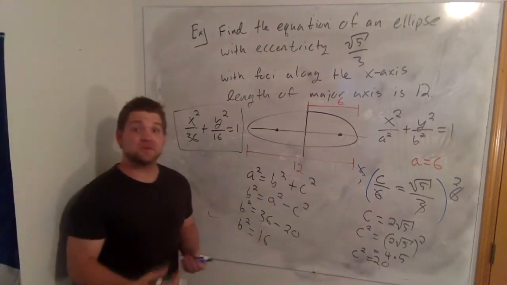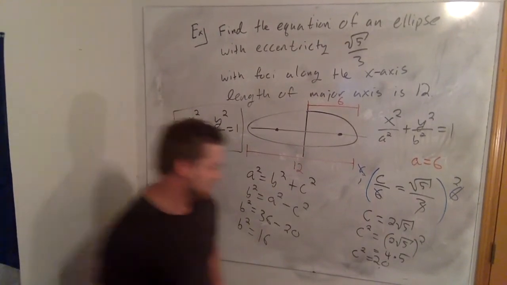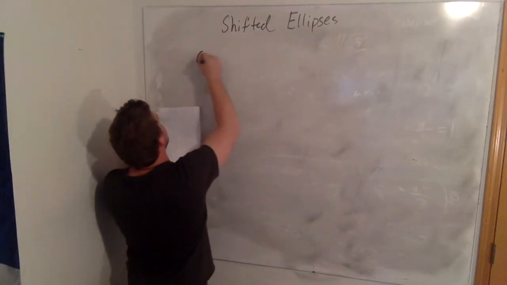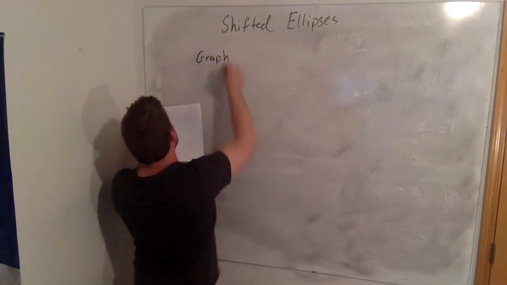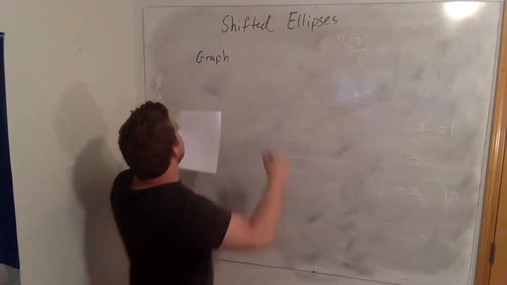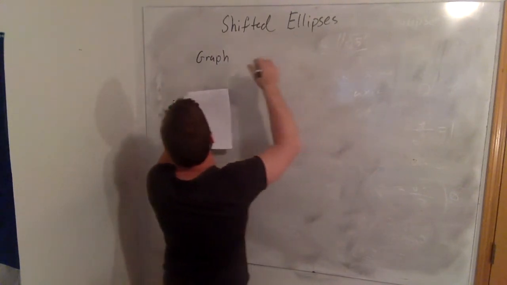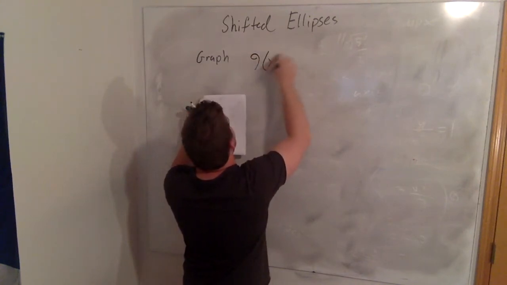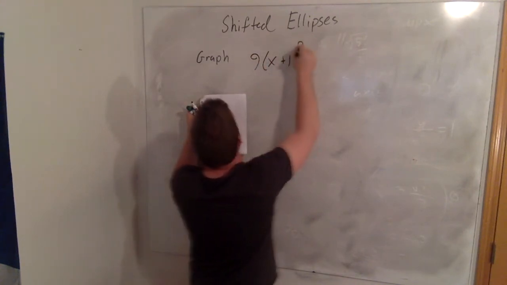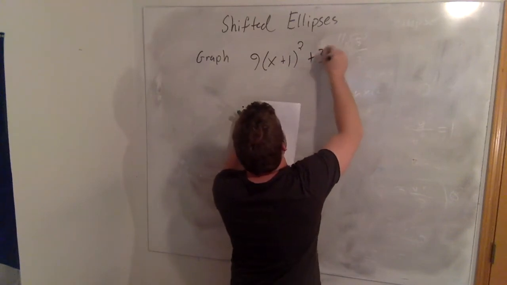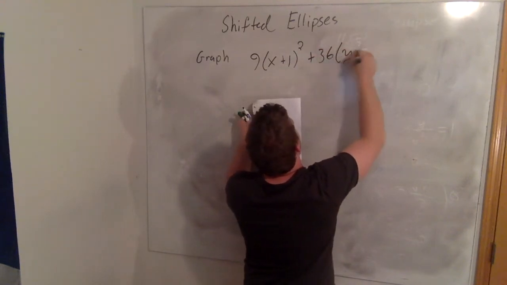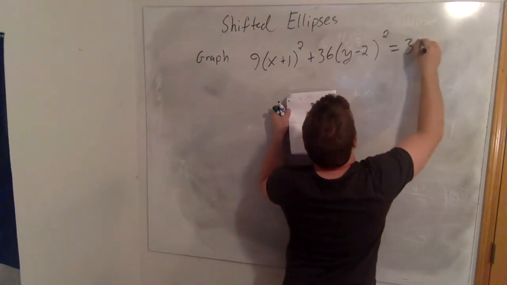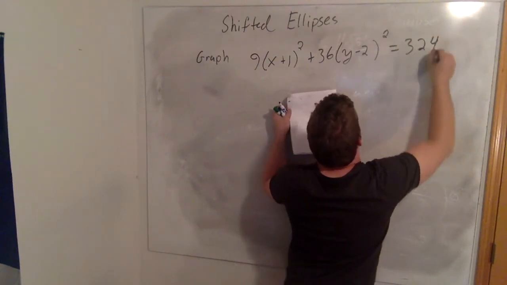Let's do a couple examples with shifted ellipses. Let's start and let's graph. Let's say the problem gives us, we want to graph 9 times (x plus 1) squared plus 36 times (y minus 2) squared is equal to, how about 324?